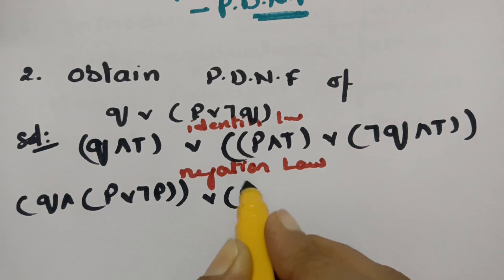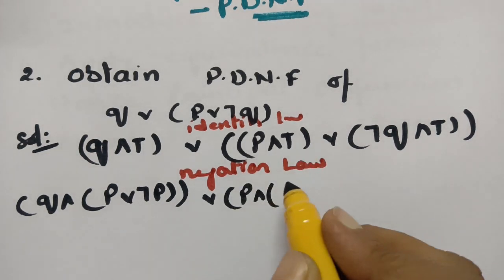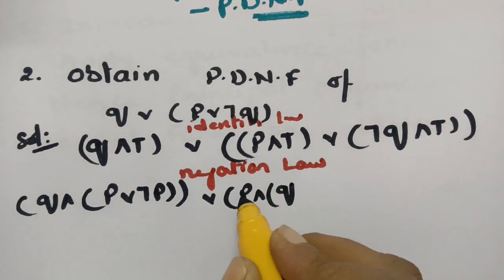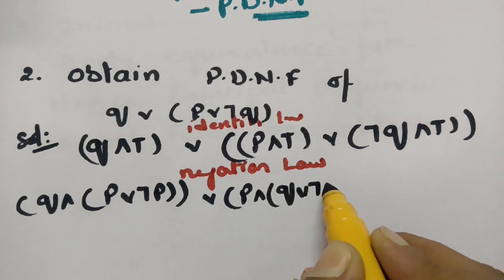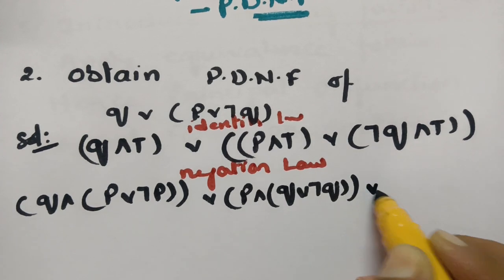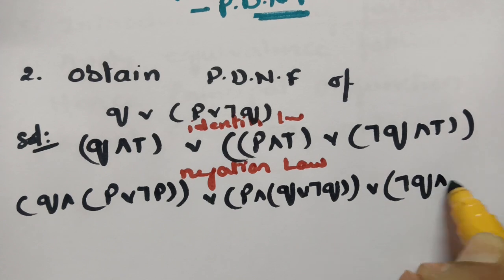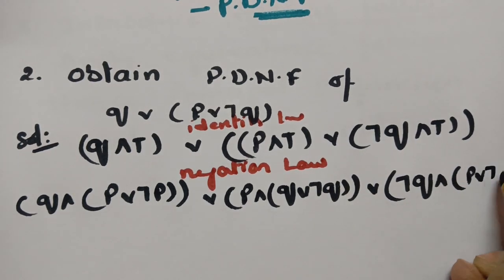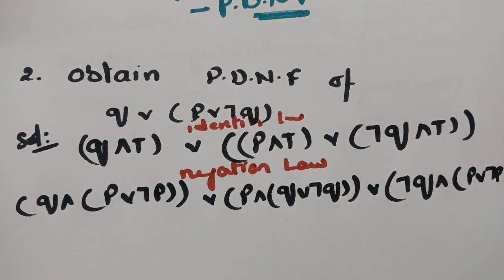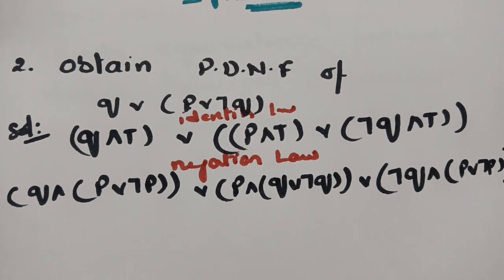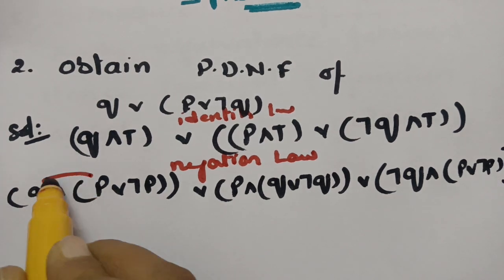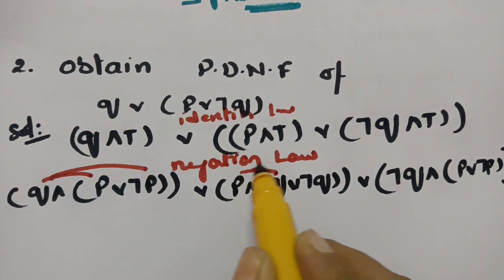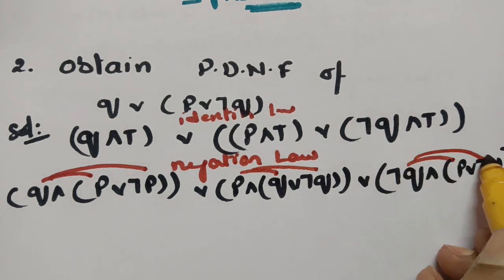And next one, P. In place of true, I am going to write, as there is P, I am going to introduce Q or negation Q. And as there is Q here, I have to introduce P or negation P. Clear? And now which one I have to use? I have to use this distributive law. So Q should be distributed to these two, P should be distributed to these two, and this negation Q.